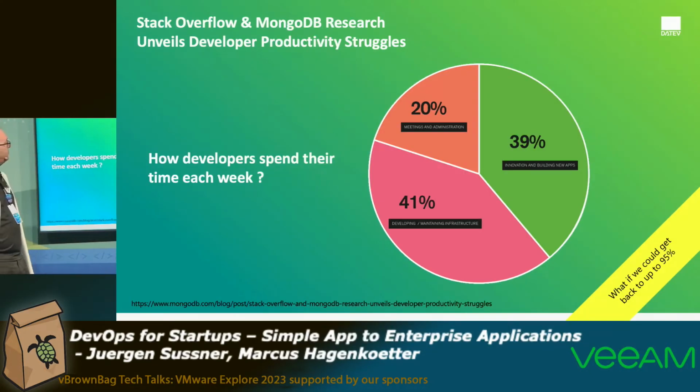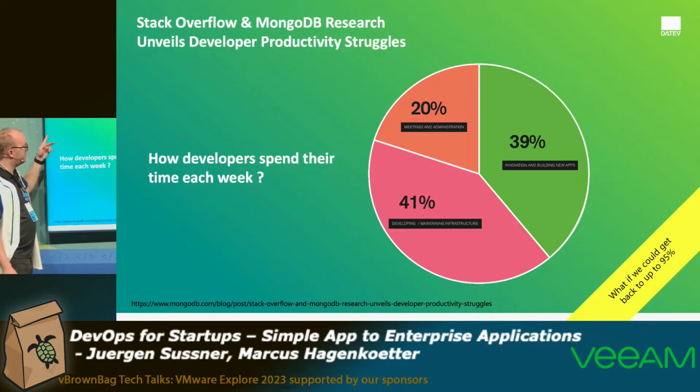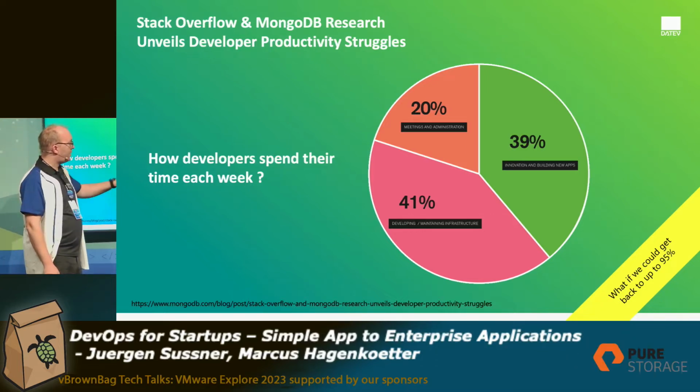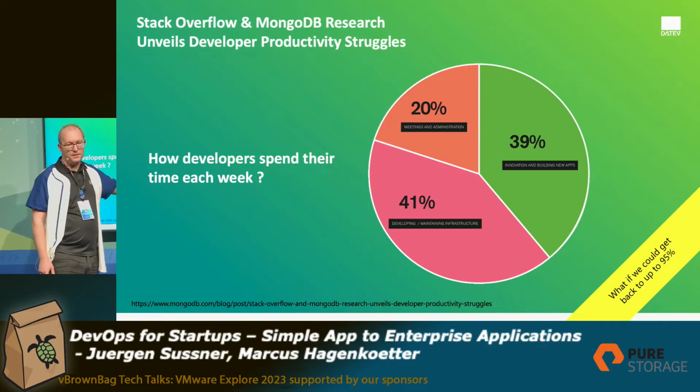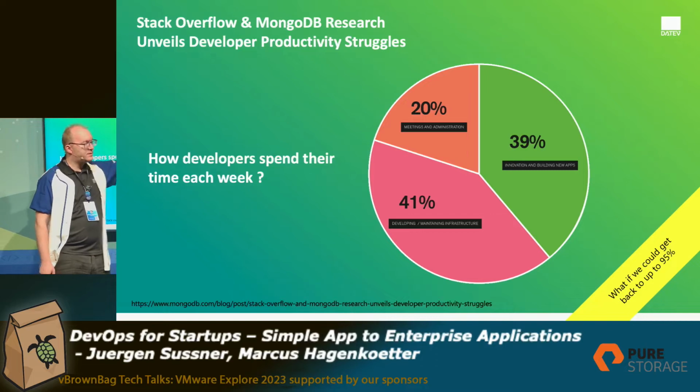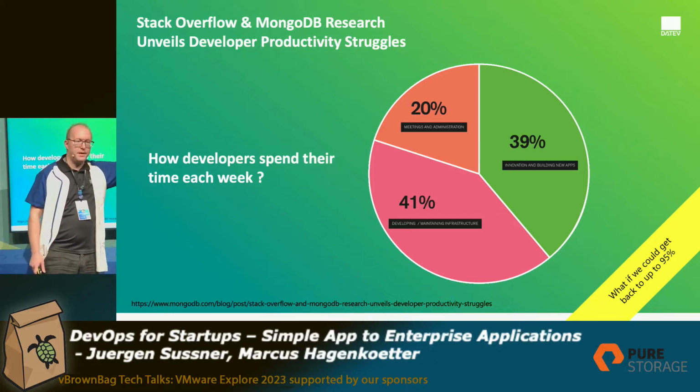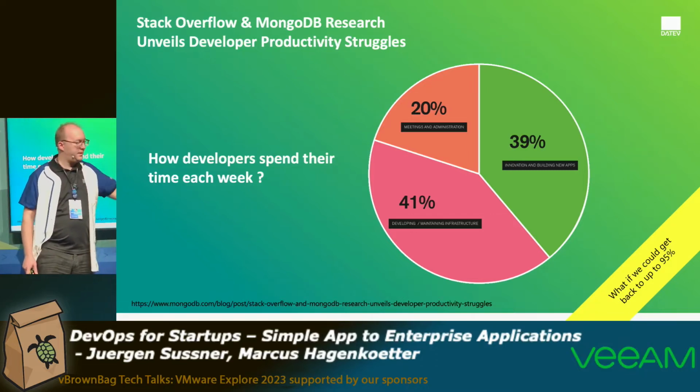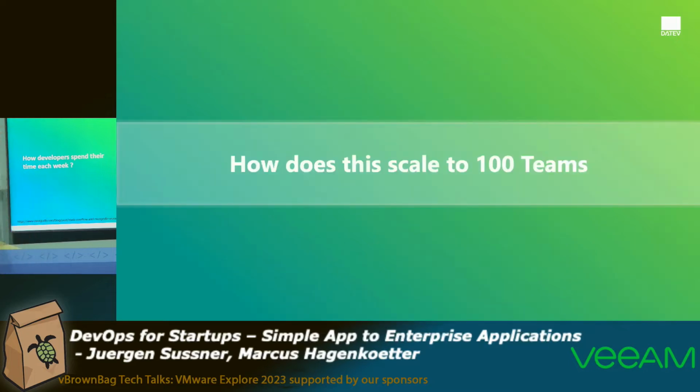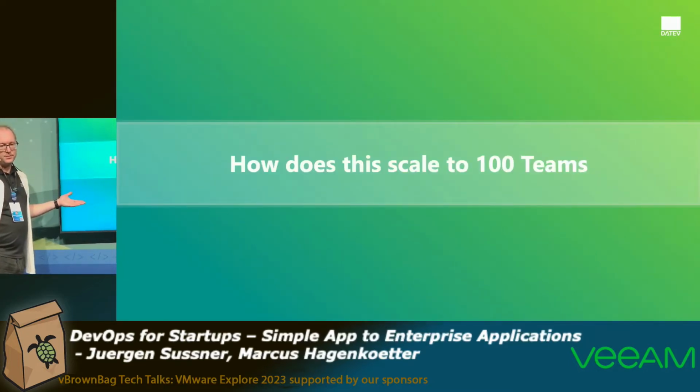There's research from MongoDB and Stack Overflow that says you spend about 40% of your time developing your application, so 2 days a week of development, and the rest of the week is meetings or management of infrastructure. And how will this scale to, let's say, 100 teams, 500 teams? This is simply not possible for larger enterprises.